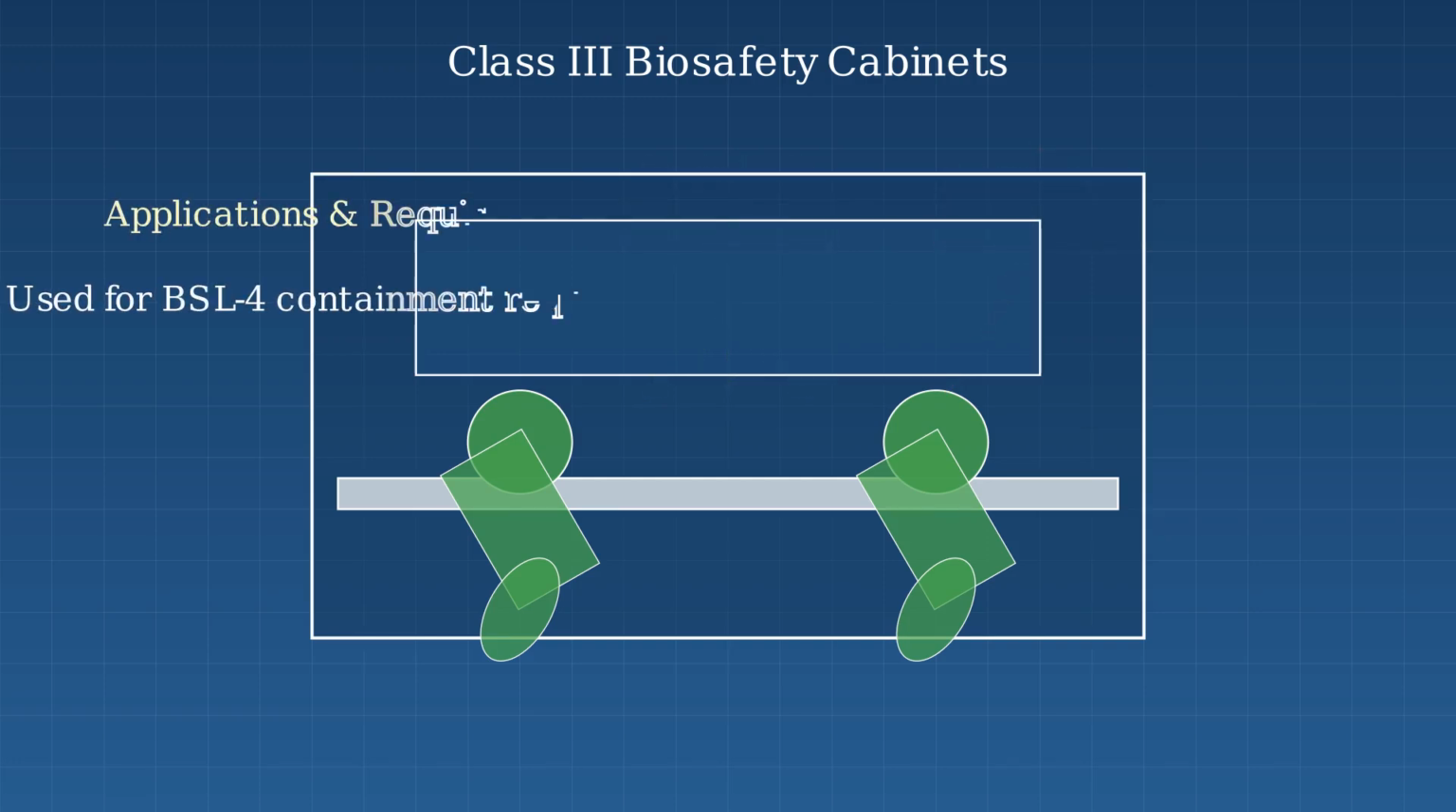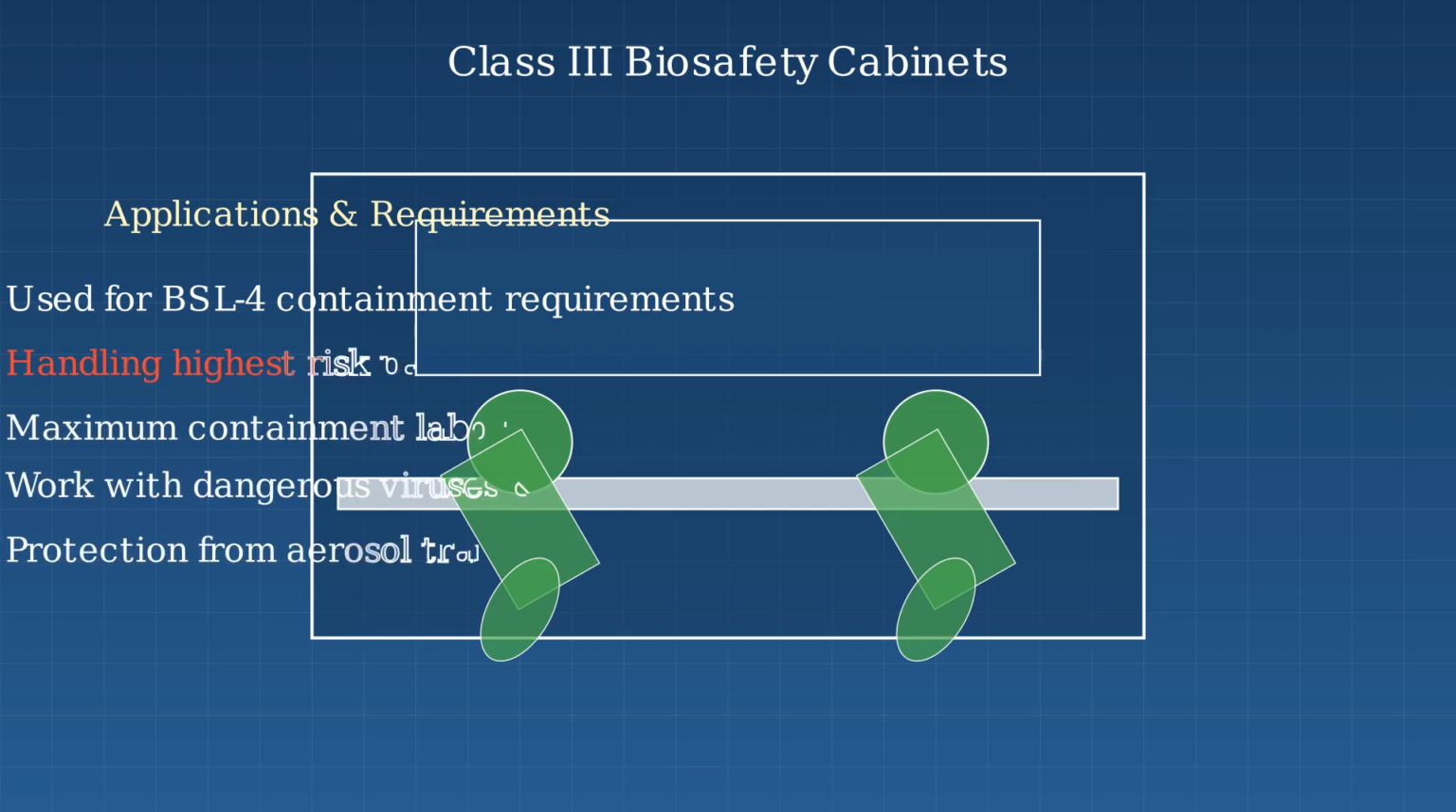Class 3 biosafety cabinets are primarily used in facilities requiring Biosafety Level 4 containment. They are designed for work with the highest risk pathogens, including deadly viruses that can spread through aerosols and have no available treatments or vaccines.